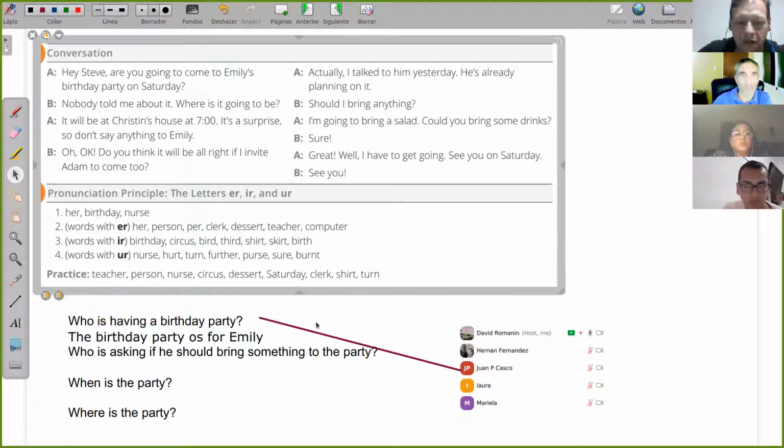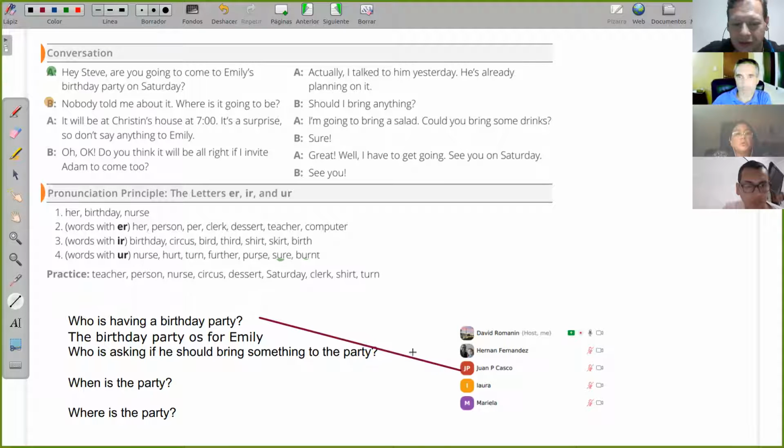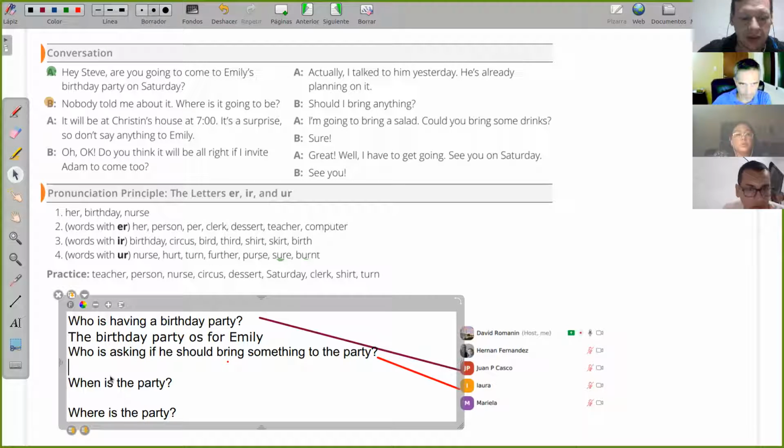Now, Juan Pablo, you choose who is going to be asked and which question. Bueno. Question is Laura. Who is asking if he should bring something to the party? To the party? Yes. Who? Steve, it's asking if he should bring something to the party. Okay, if he should bring something to the party. Because he asked, should I?